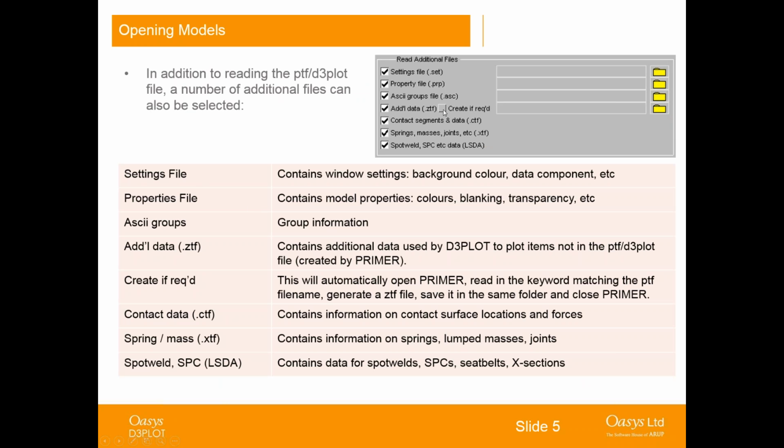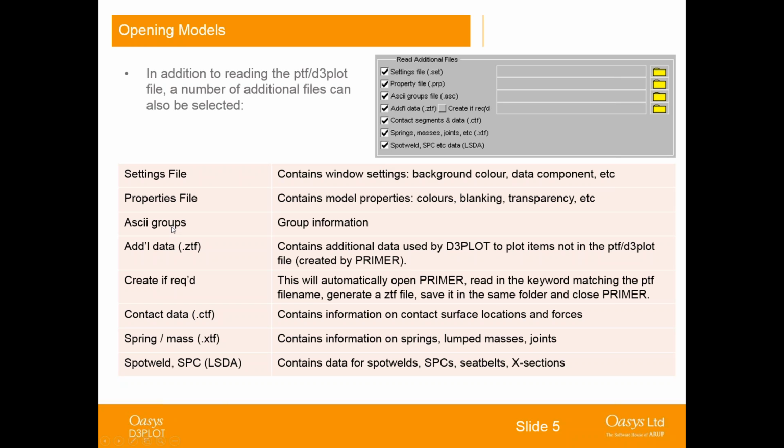Just a little bit more information about the additional files that you can read in. We have settings files, and that contains window settings, so background color, component data color, transparency, basically the way your graphics window is set up. We can also adjust the data components, so both the properties and settings files can be used to do that.